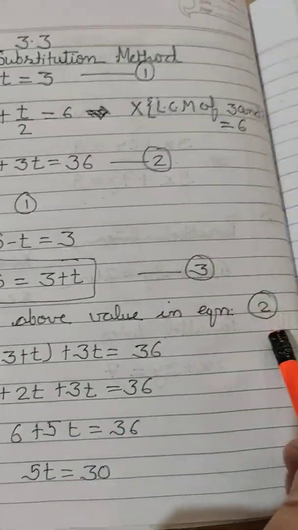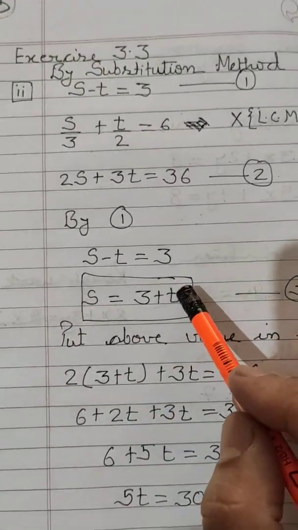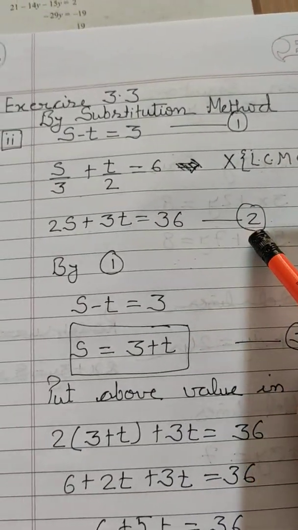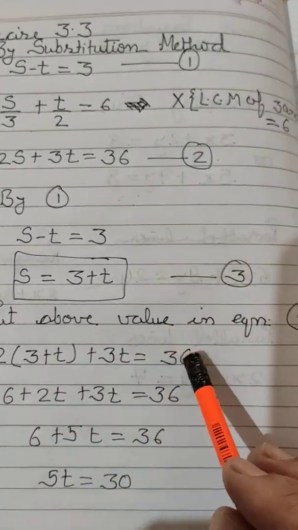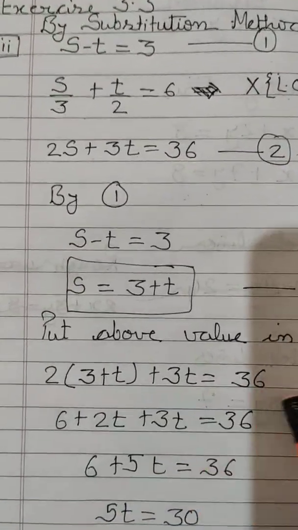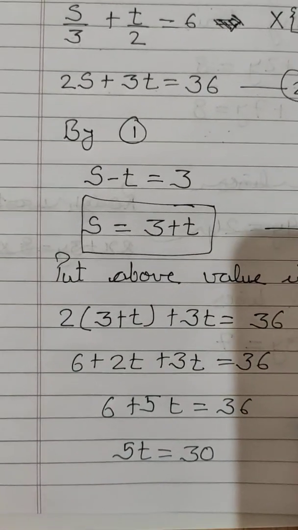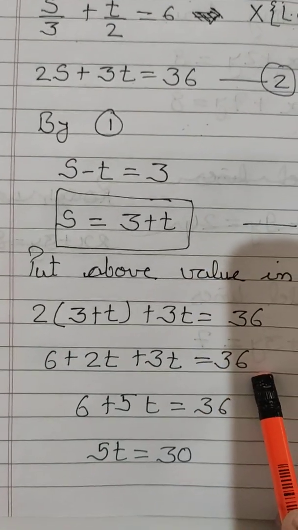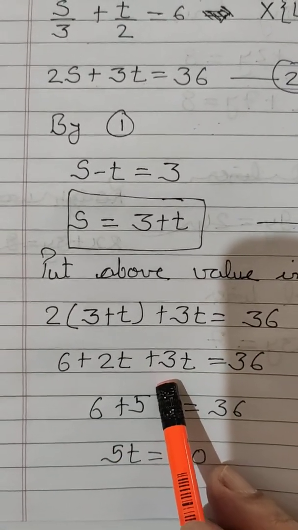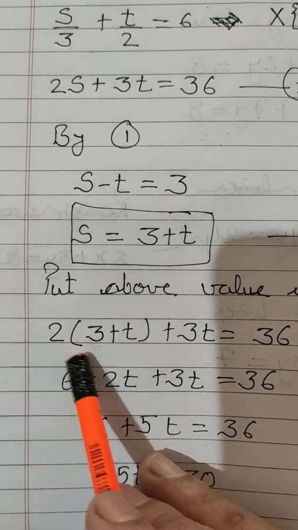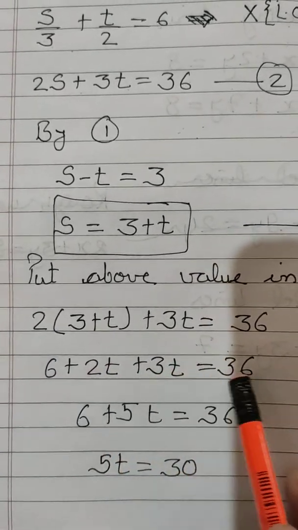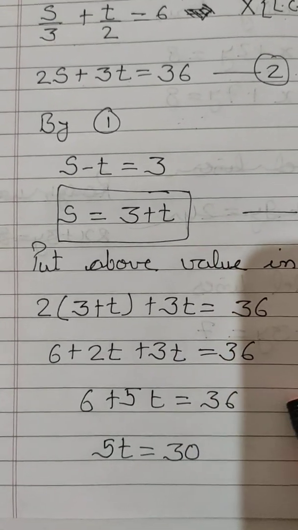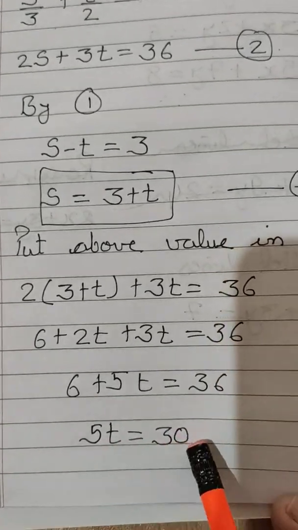Put the above value in equation second. If you find the value of the variable from the first, then you have to substitute in the second. If you find it from the second, then you have to substitute in the first. As we have substituted, the whole expression changes into a linear equation in one variable. You have already been doing, from lower classes, how to simplify this type of equation. Keep all variables on one side, numbers on the other side. So first you multiply it. 6 plus 2t plus 3t is equal to 36. 2t plus 3t, how much? 5t. Shift 6 to the other side. So 36 minus 6, how much do you get? 30. 5t is equal to 30.